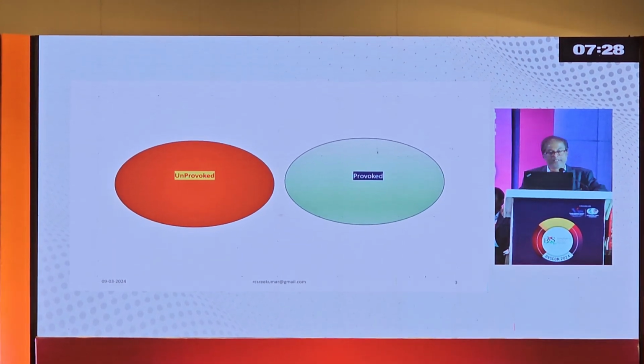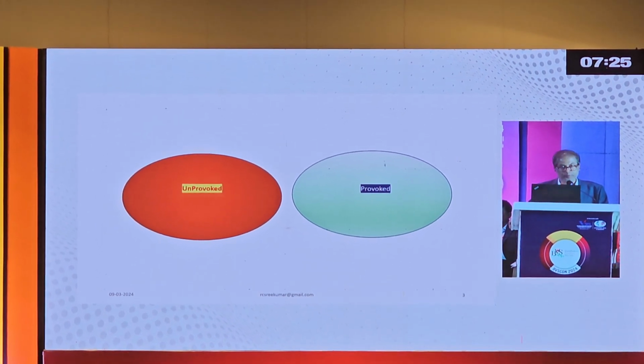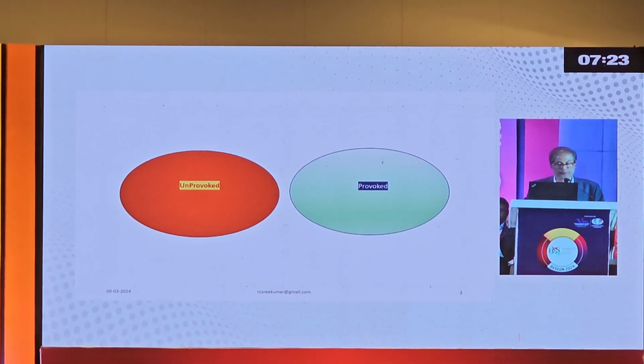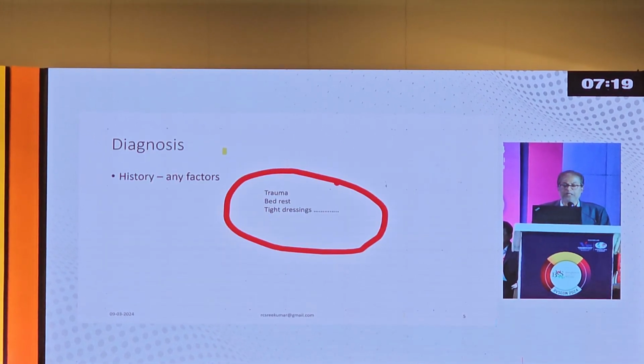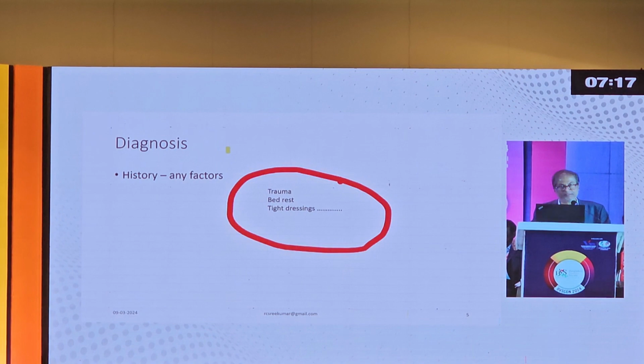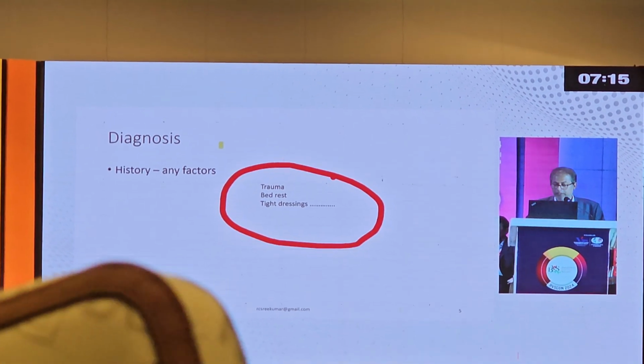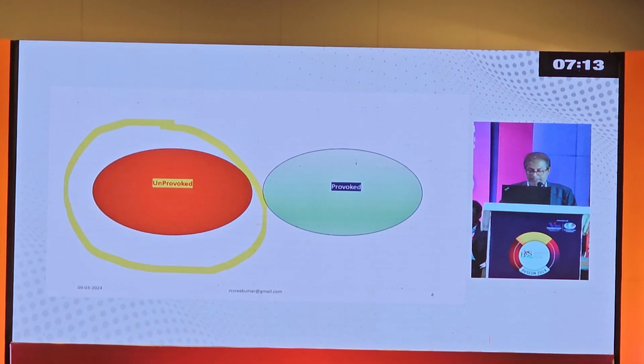The first thing I identify is whether the DVT is unprovoked or provoked. That decides how to treat and how to follow up these patients. If it's a provoked DVT by trauma or bed rest or tight dressings, we need treatment only for a short time. But if it's an unprovoked DVT, we should be careful about it.